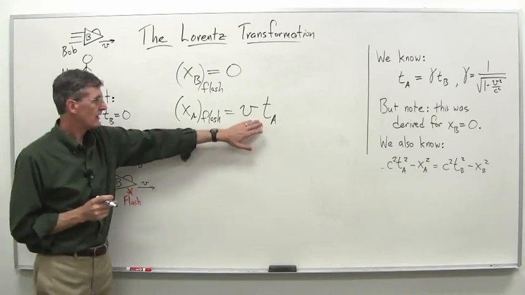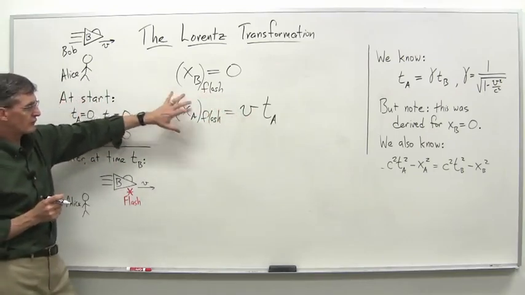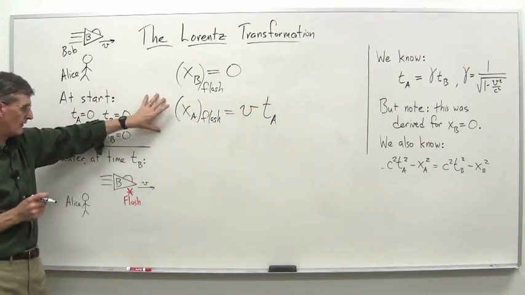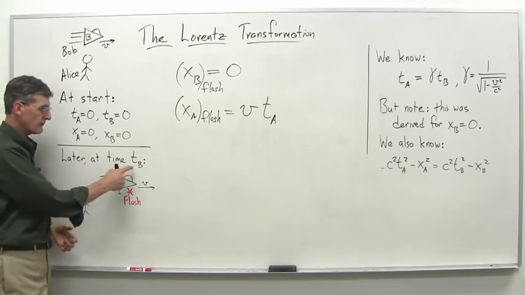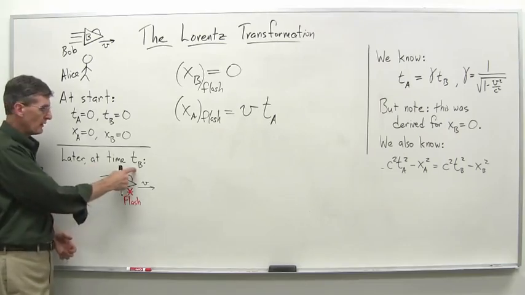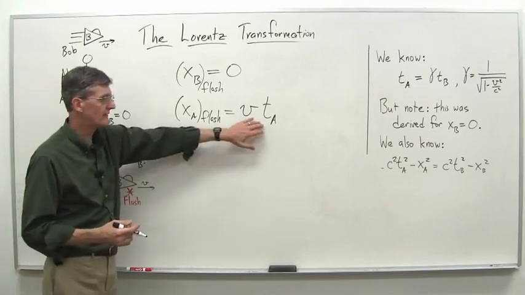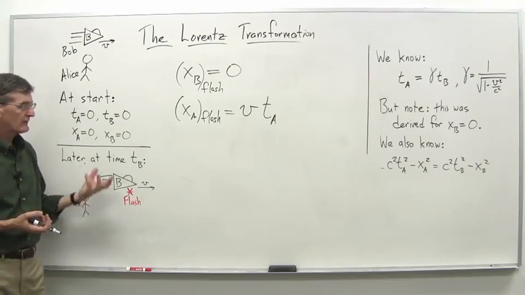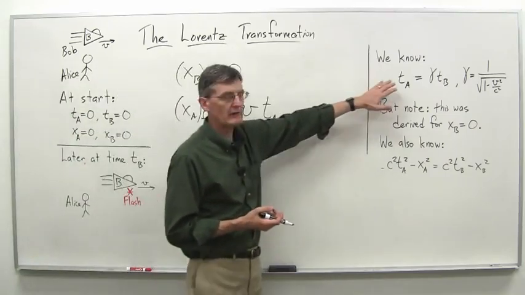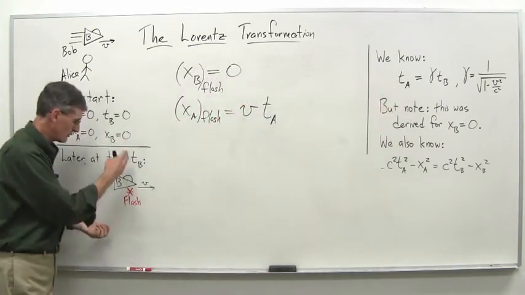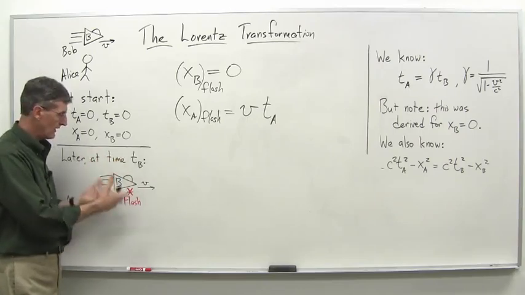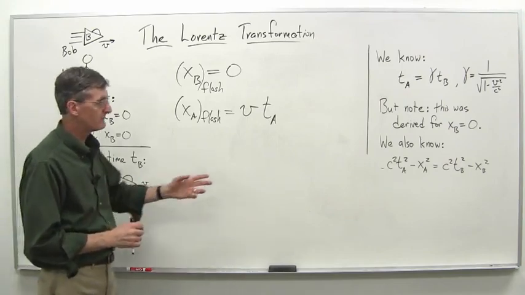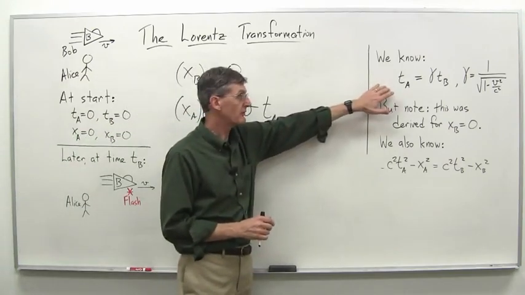What is t_a? Remember, we want to have Bob's coordinates on one side and Alice's coordinates on the other. Bob measures the flash at time t_b. We'd like to write t_a in terms of t_b. Now, in actual fact, this is a case where time dilation applies, because the flash is occurring right at x_b equals 0 for Bob, sitting right next to him. And therefore, we can just put this in here.